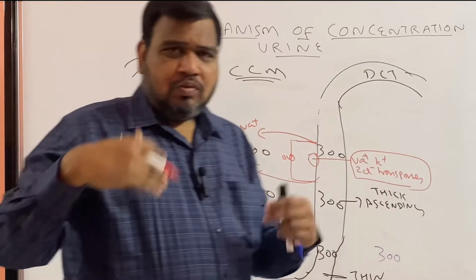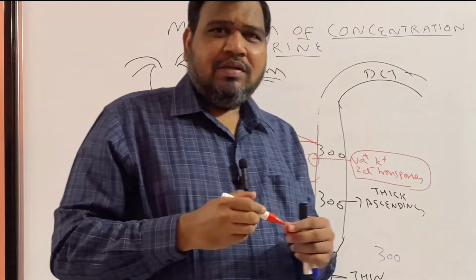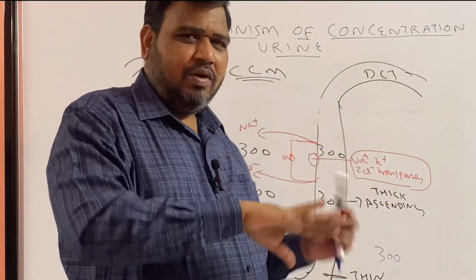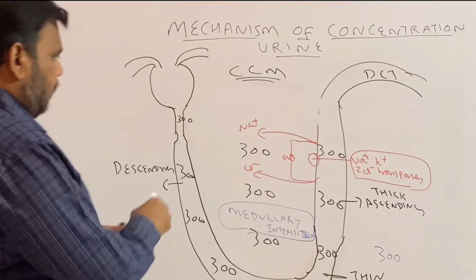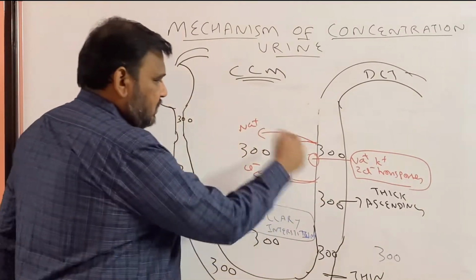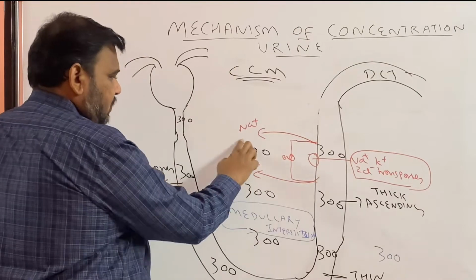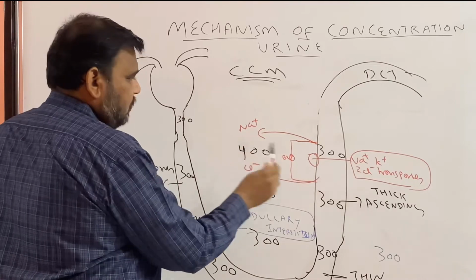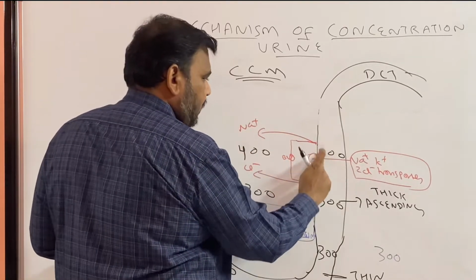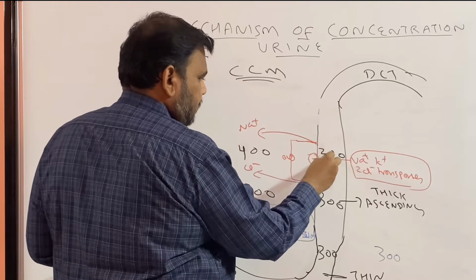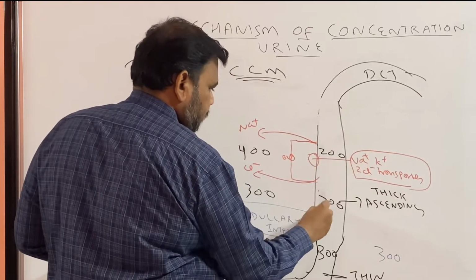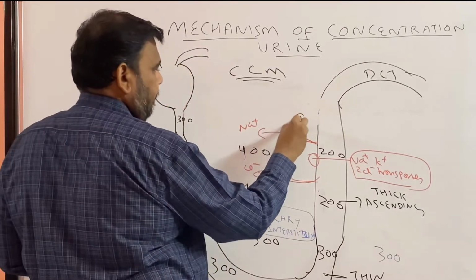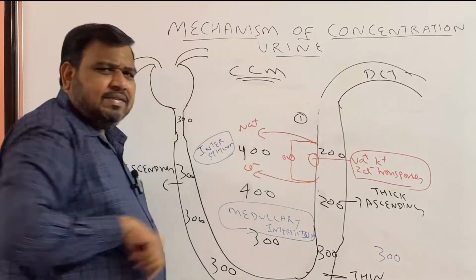Now every step is very important. It might look difficult in your written book, but after seeing this video, I will make it as simple as possible. Now tell me what will happen to this 300. See, sodium is coming, chloride is coming. So this 300 will now become 400. And what will happen to this 300? Since sodium and chloride are coming inside, this is 200. So this is 200, this is 400. So first step.